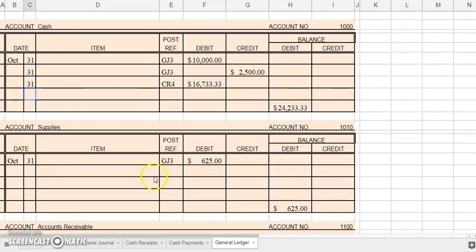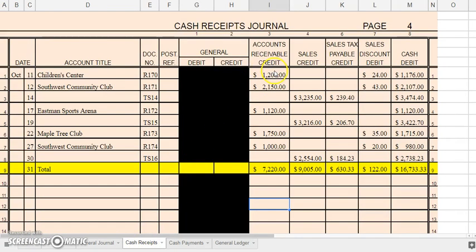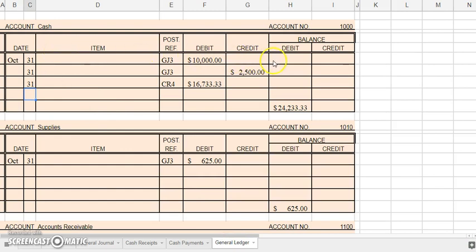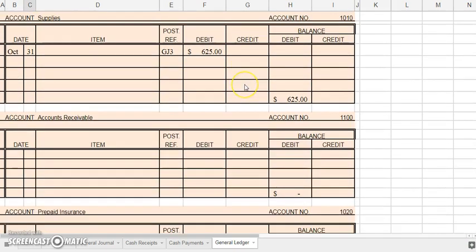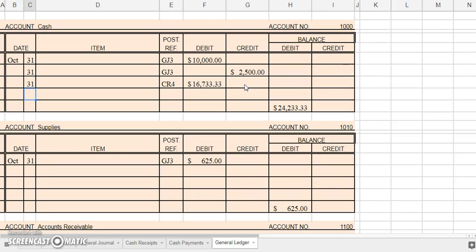Okay, and we're back, and I just went through my cash receipts. I recorded all 4 of these columns into the correct accounts. I also made sure that I knew if it was a credit or a debit. And here are my current balances on some of the accounts. All right, very last step is to do the cash payments journal.